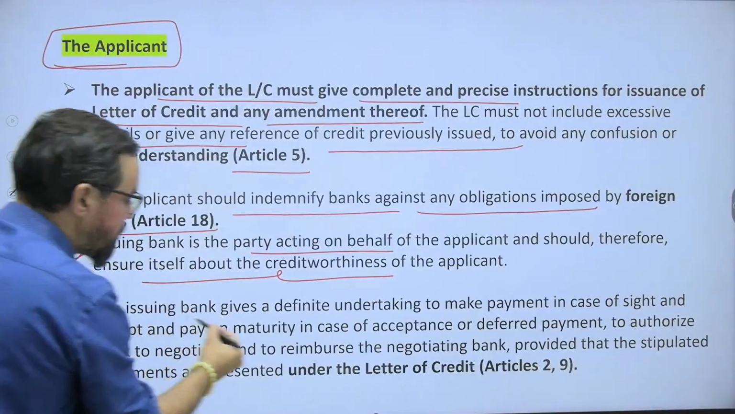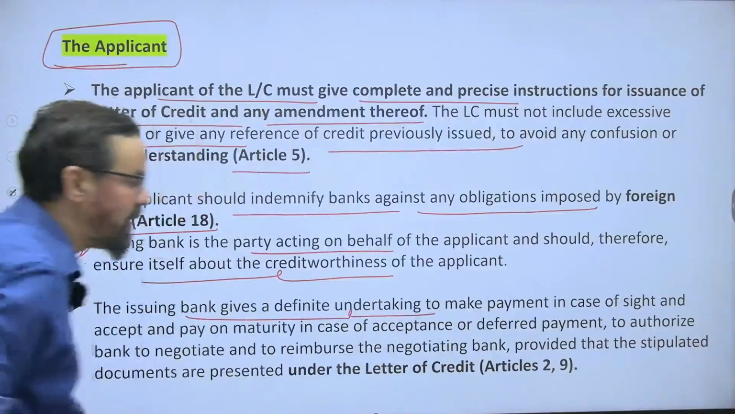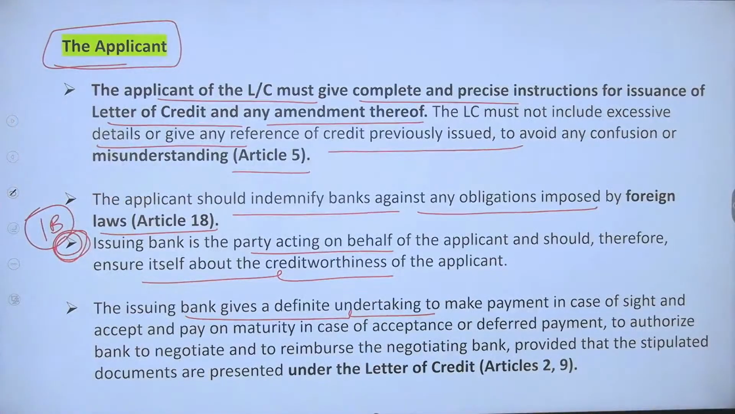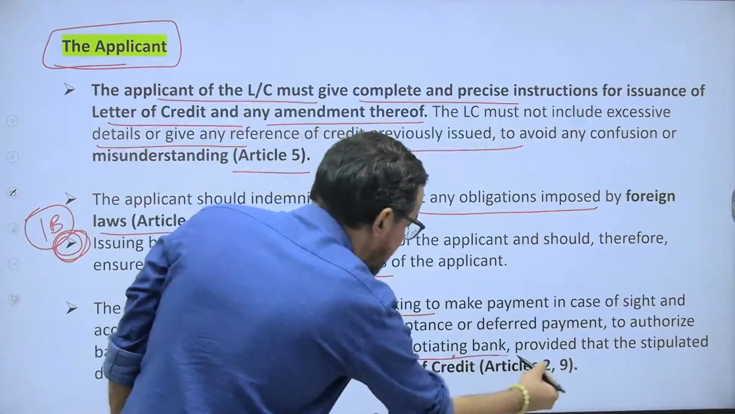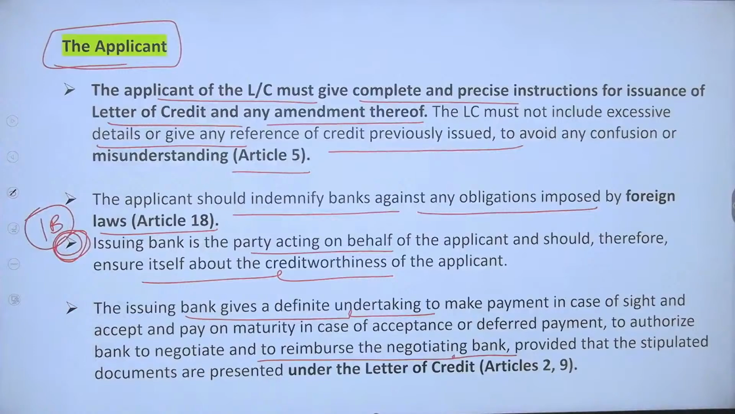Then the issuing bank gives definite undertakings to make payment in case of sight, and to accept and pay on maturity in case of acceptance or deferred payments, to authorize the bank to negotiate and to reimburse the negotiating banks, provided that the stipulated documents are presented under the letter of credit, Article 2 and 9.